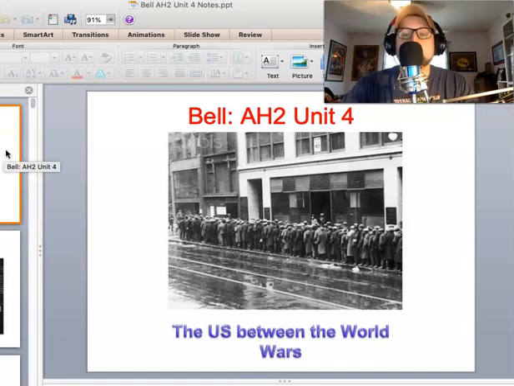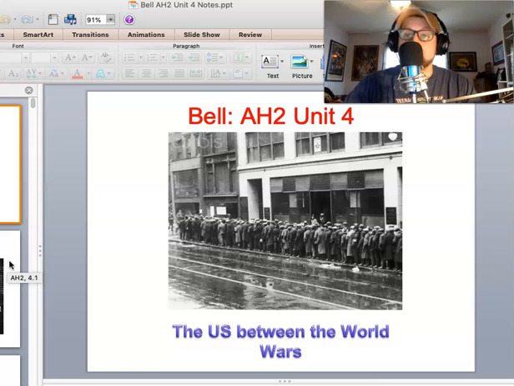So this is U.S. between World War I and World War II. A couple big things happen here. You have the Roaring 20's, which is the economic boom time, followed by the greatest economic meltdown in American history. Hopefully the one we're about to have because of COVID doesn't rival it. I pray. And then you have the New Deal, which was FDR's plan to get us out of the Depression.